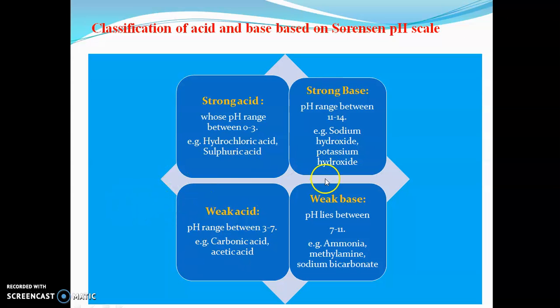And the fourth category is weak base. A base whose pH lies between 7 to 11 is known as a weak base. For example, ammonia, methylamine and sodium bicarbonate.